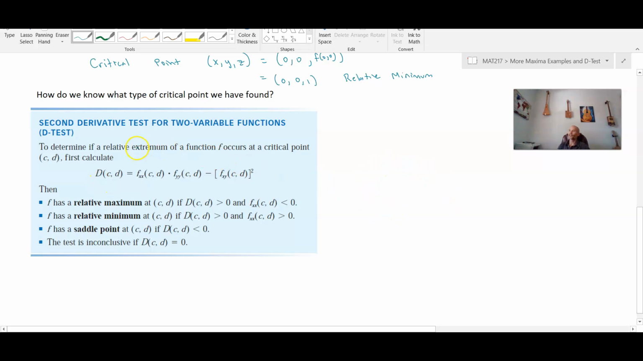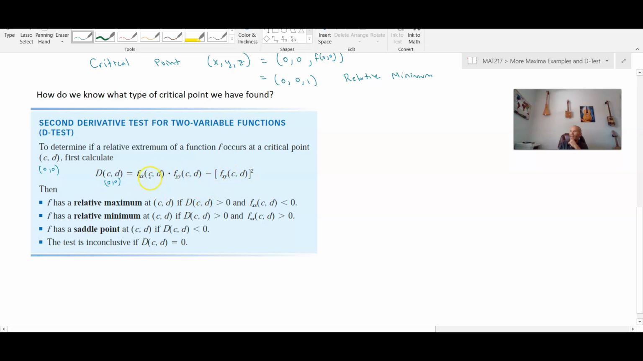And to determine if a relative extremum, being it could be a min, a max, or this thing that we don't understand yet called a saddle point, it occurs at a critical point C comma D. So first of all, in our case, C comma D is the point 0 comma 0. So here's what we have to do. We have to compute this quantity called D at our point 0, 0.